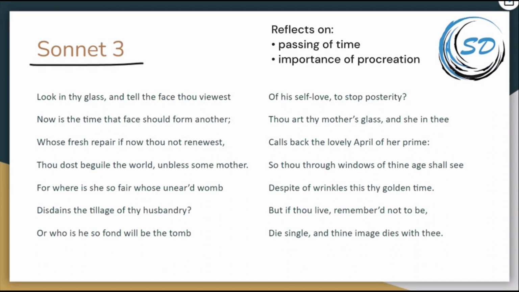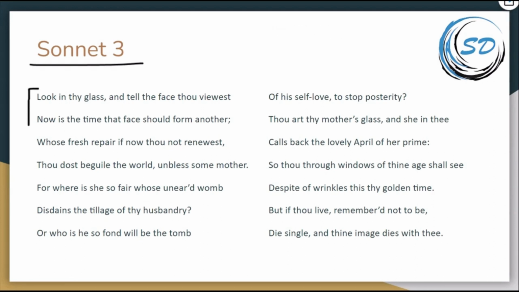Sonnet 3 reflects on the passing of time and the importance of procreation. The speaker urges the young man to look at himself in the mirror and recognize that now is the time for him to father a child and continue his lineage. The face he sees in the mirror should be the face that gives rise to another. If the young man fails to renew himself by having a child, he is deceiving the world and denying a mother the blessing of bearing his offspring.